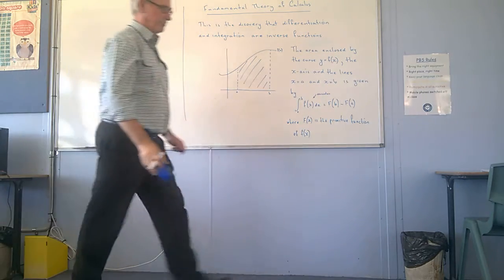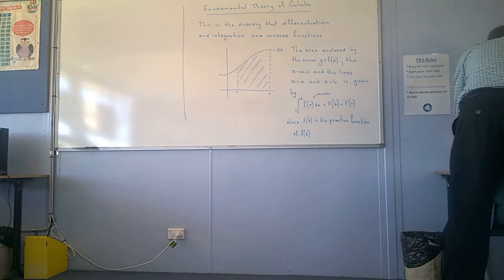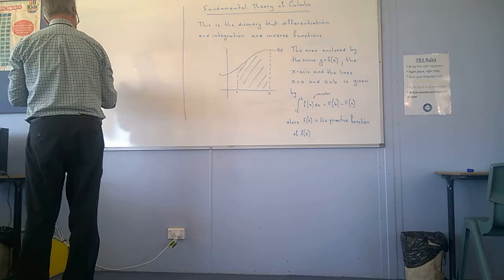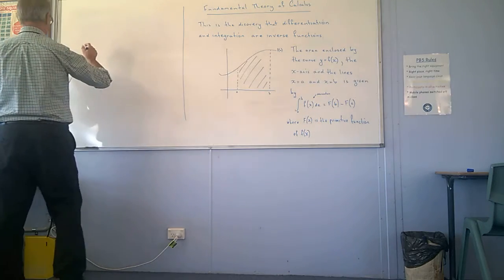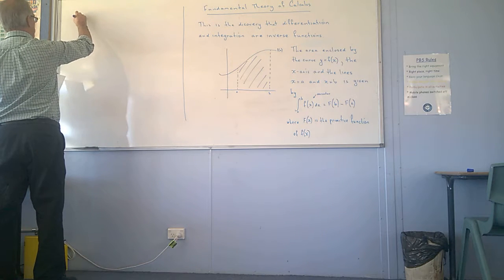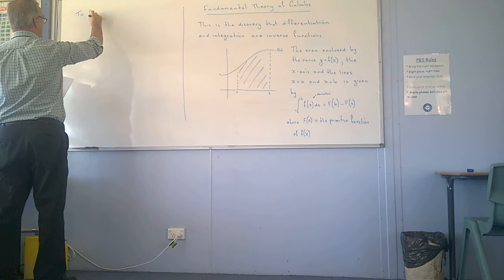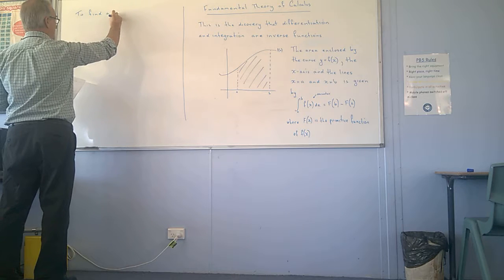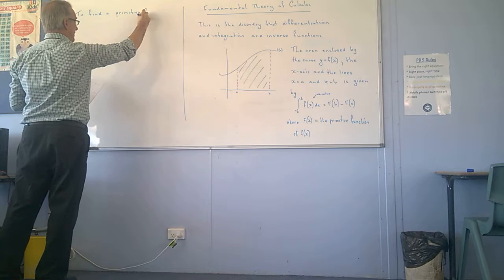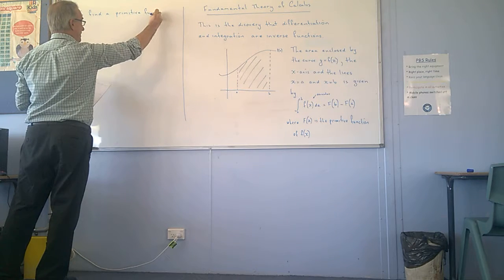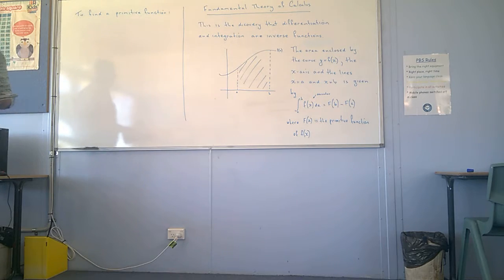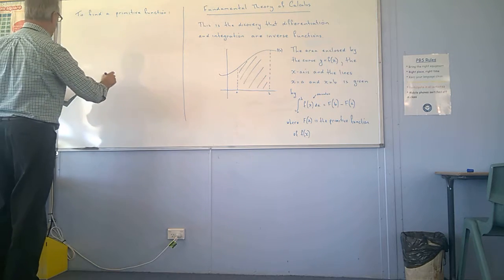Okay, so, right. Now, to find a primitive function, there's a couple of methods, but the simplest method, right?